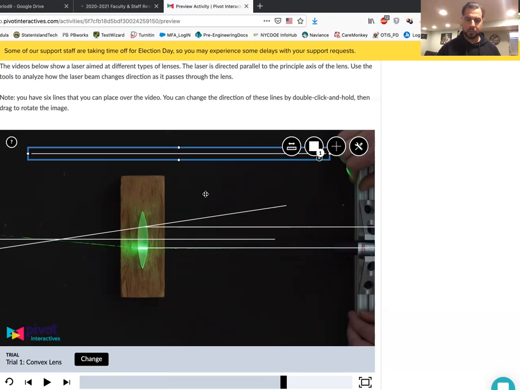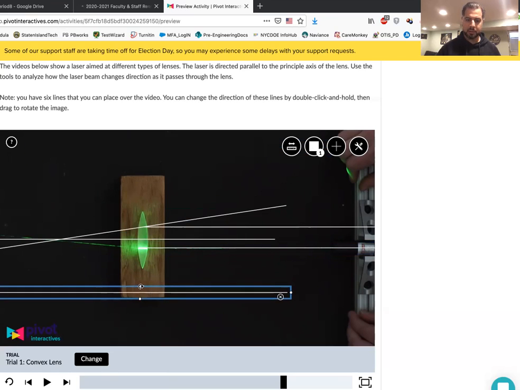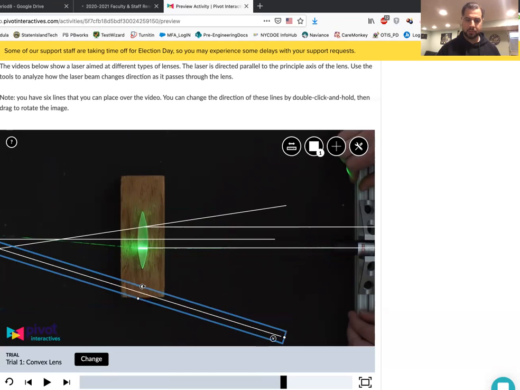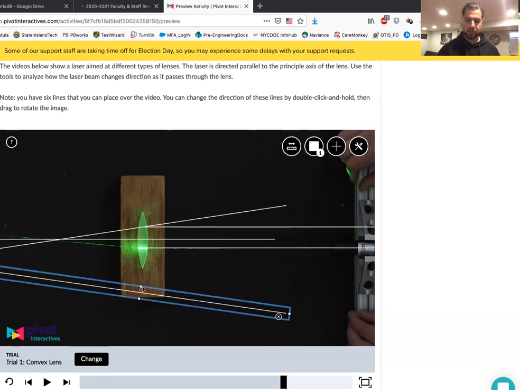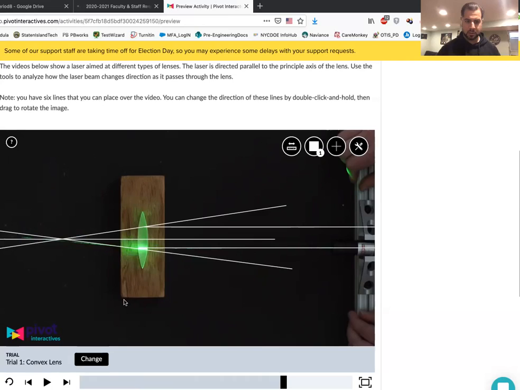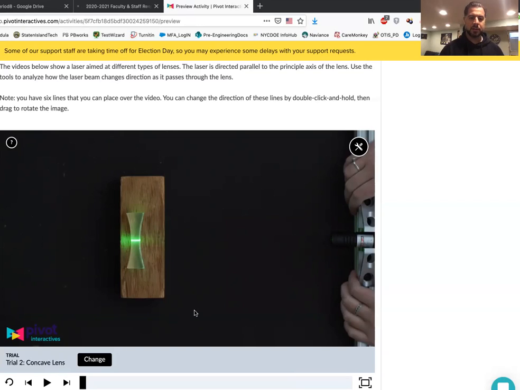The idea of the focal point is that after all the lights bend and pass through, they all converge at a single point, which we call the focal point. And so this point right here represents the focal point. If we were looking at focal length, it would be the length from here to the center of the lens. So now that was a convex lens, which we call a converging lens.